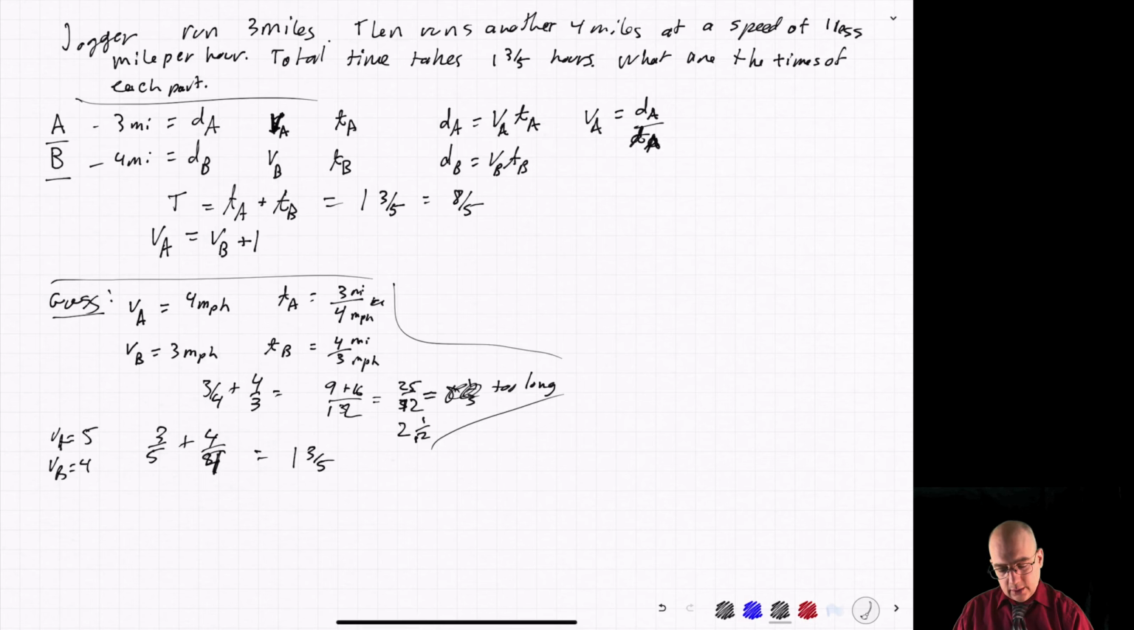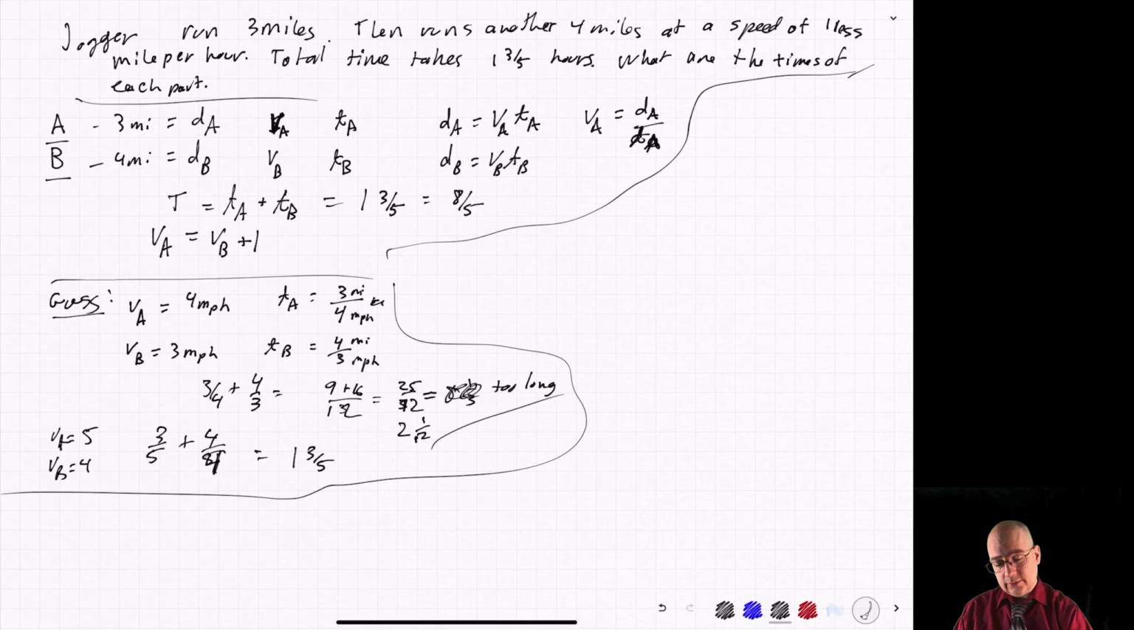Oh well. So anyway, guess and check done. So what's next? Actually, let's try to get an actual formula going here, right? So what do we have here? So I had the time and the velocities.